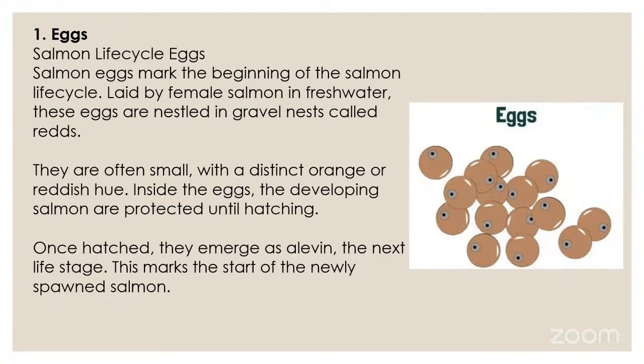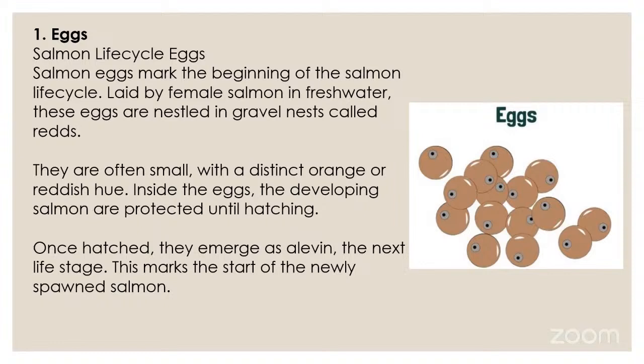Now, what is the first stage? The first stage is eggs. The salmon life cycle starts with the eggs. These eggs mark the beginning of the salmon life cycle. Laid by female salmon in fresh water, these eggs are nestled in gravel nests called redds. So the name of this nest is redds.